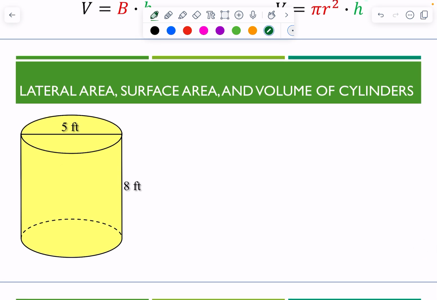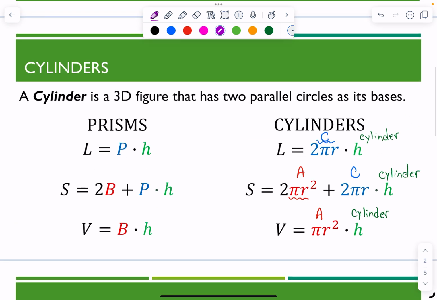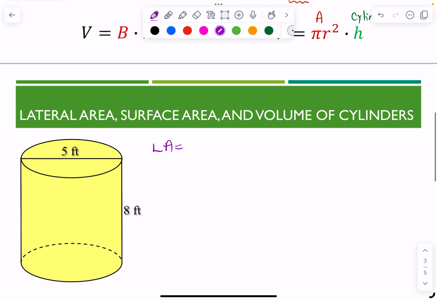We're going to start with lateral area. Remember, lateral area is the circumference times the height of the cylinder. Here I'm given the diameter is 5, so the radius would be 2.5. I'm going to start off with the circumference, which is 2 times pi times radius, times the height of the cylinder, which is 8.